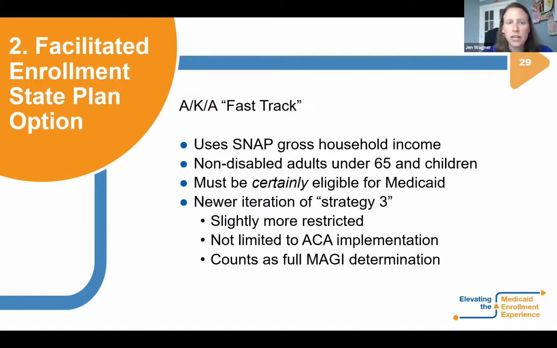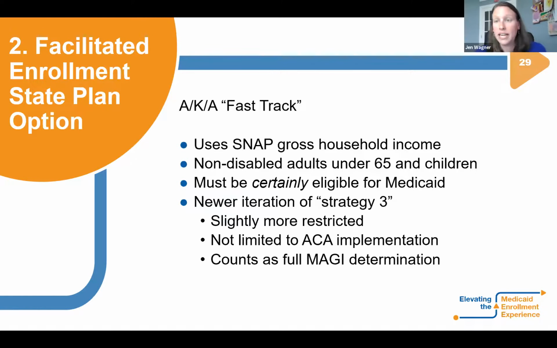It's slightly more restricted. Under Strategy 3, somebody had to be likely eligible for Medicaid. Now you have to be certainly eligible. However, Strategy 3 was limited to ACA implementation, and it could only be used once. So if you use Strategy 3 to enroll somebody, you couldn't also use it at renewal. And it's limited in CMS allowing states to do it because it is connected with ACA implementation. So again, even if there's an expansion in the future, a state could leverage Strategy 3, but it's not meant to be an ongoing tool for states.